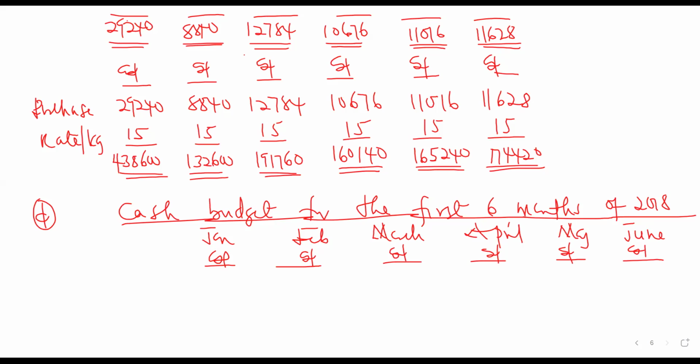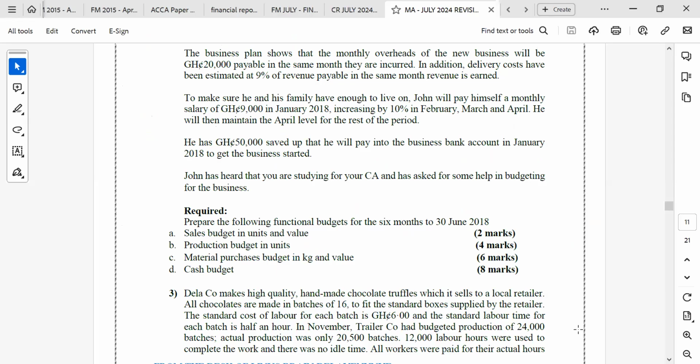Okay, so the question says that John wants to keep inventory levels of 30% of the following month's production requirements. So meaning in January, you will keep closing stock which will be 30% of the material that will be required in February. Do you get it? And if you go to February, the closing stock will be 30% of the material that will be required for production in March, in that order, except for June.